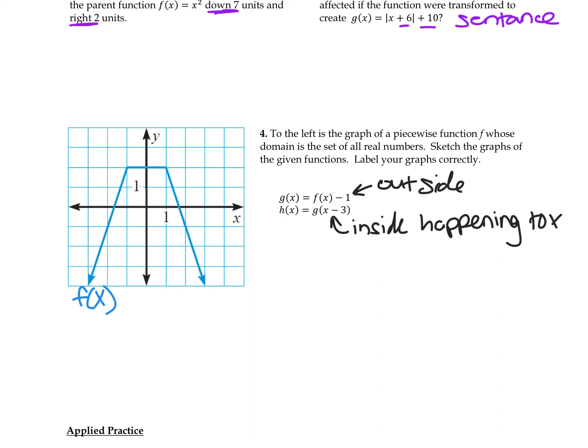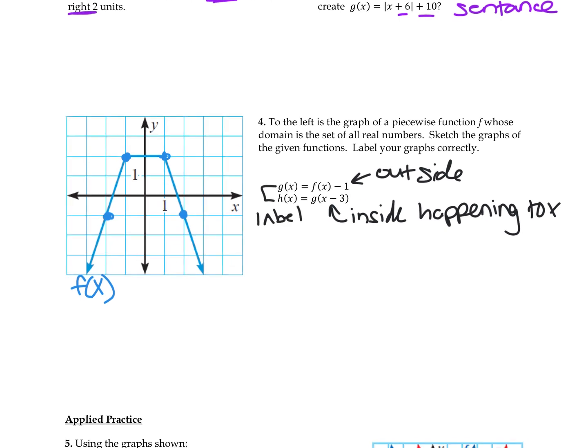Would it move it up 1, down 1, left 1, right 1, and then graph it? Would the x minus 3 be left 3, right 3, up 3, down 3, and then graph it? You've got some main points here you're working with. So just these nice points, you can look at them and move them either left, right, up, or down. So you should end up graphing 2 more. And again, make sure you label both of them on your graph.